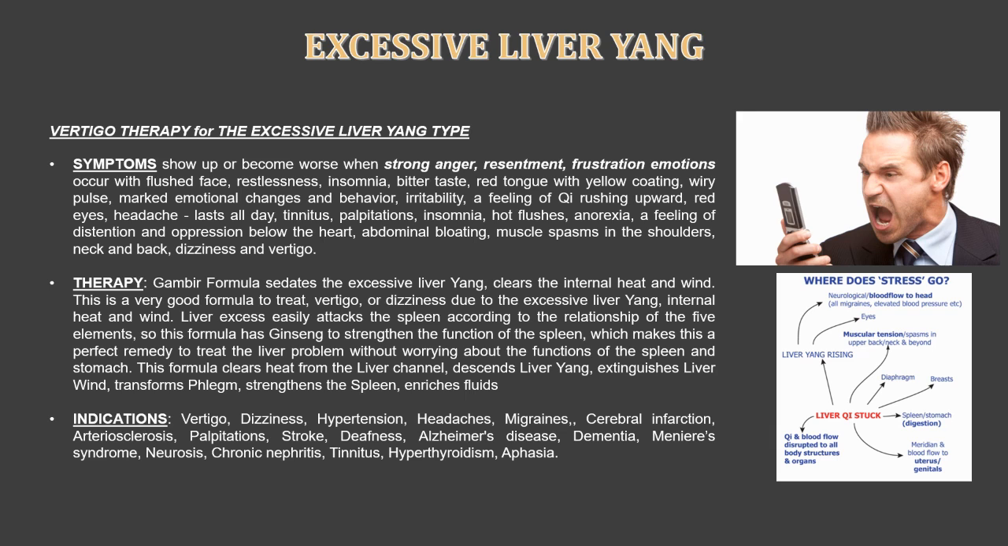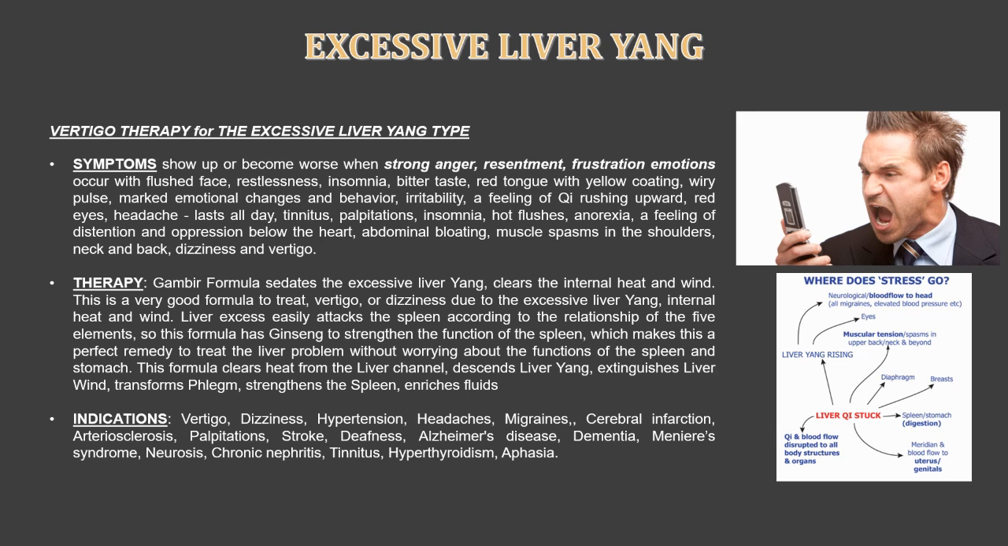Therapy is a Gambier formula, which sedates the excessive liver yang, clears the internal heat and wind, and this is a very good formula to treat vertigo or dizziness due to the excessive liver yang, also the internal heat and wind. Liver excess easily attacks the spleen according to the relationship of the five elements in TCM, so this formula also has ginseng to strengthen the function of the spleen, which makes this a perfect remedy to treat a liver problem without worrying about the functions of the spleen and stomach.